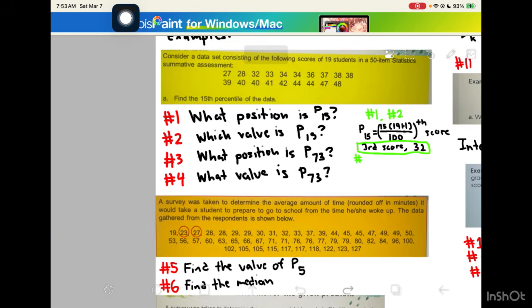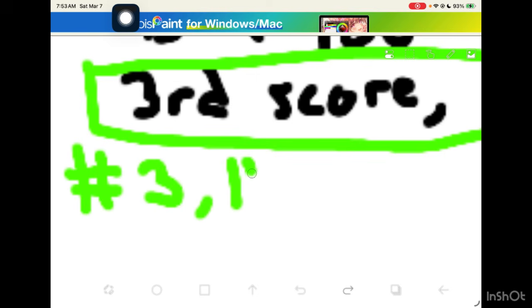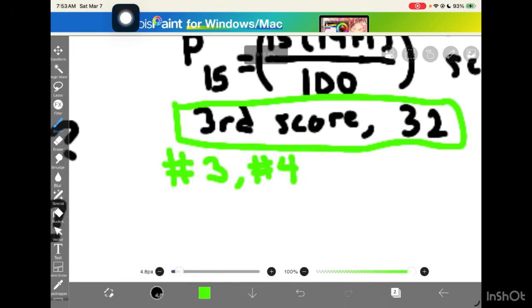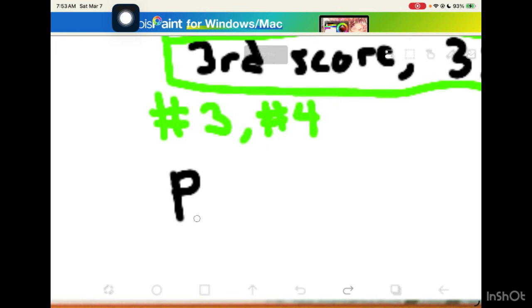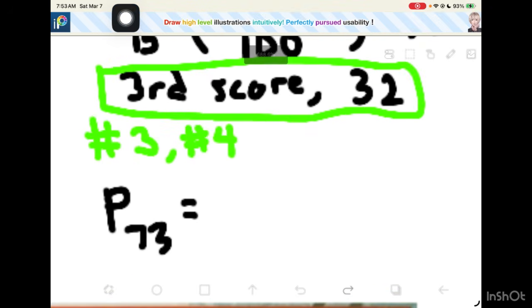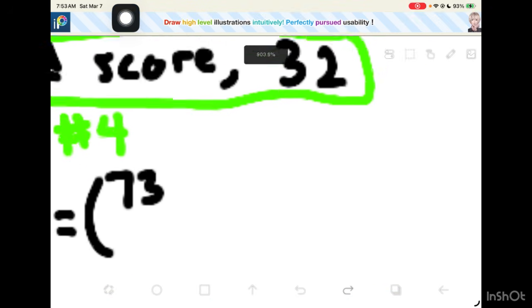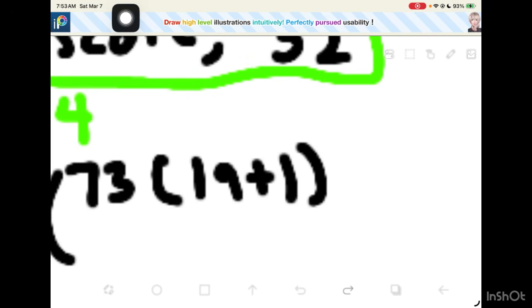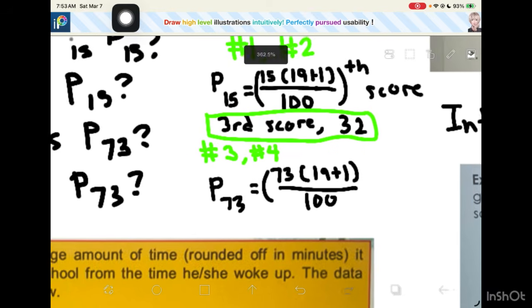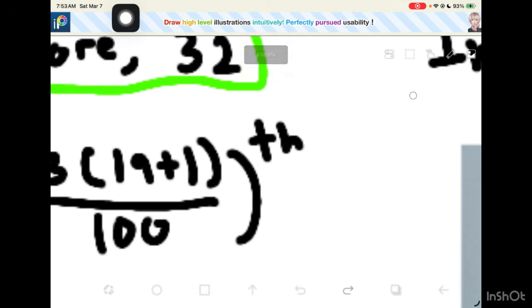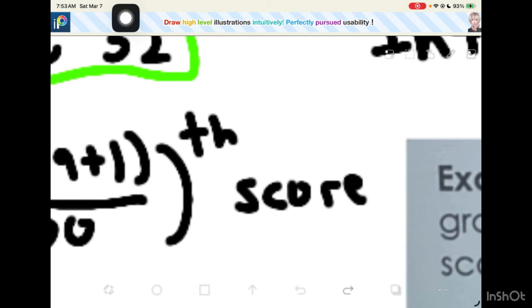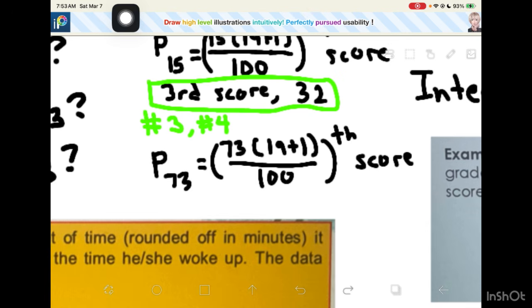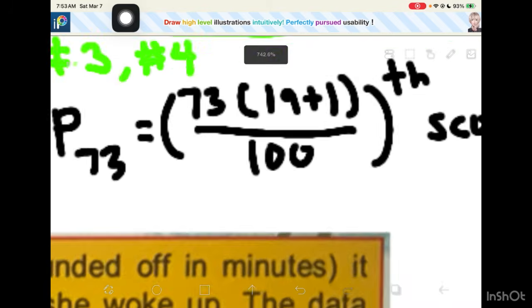Let's try P of 73. So number 3, number 4. So we're going to put again P of 73 is equal to 73 times 19 plus 1 all over 100, TH score. So let's try to put that in the calculator. That equates to 73 times 20 over 100. So as you could see, this results in 14.6.